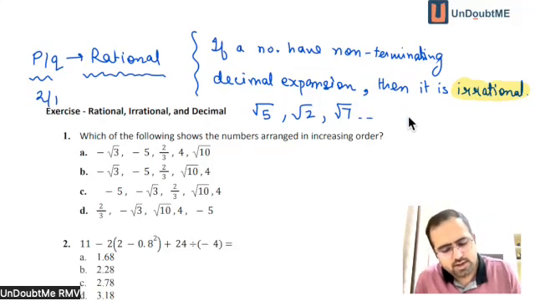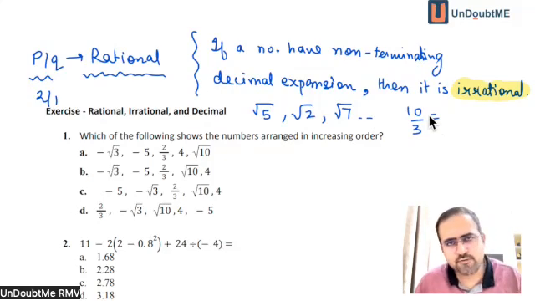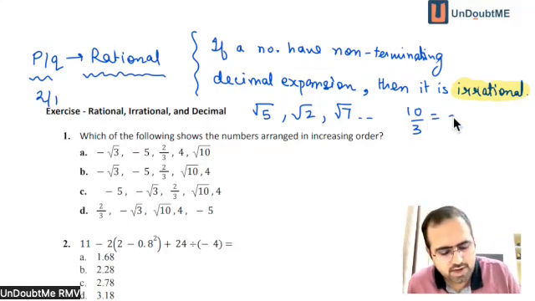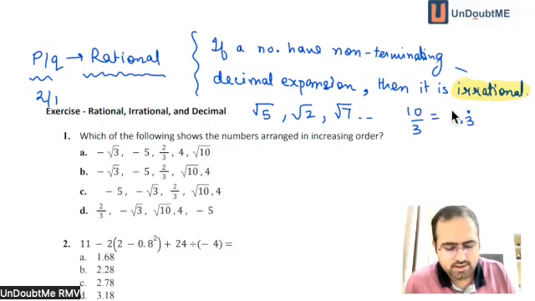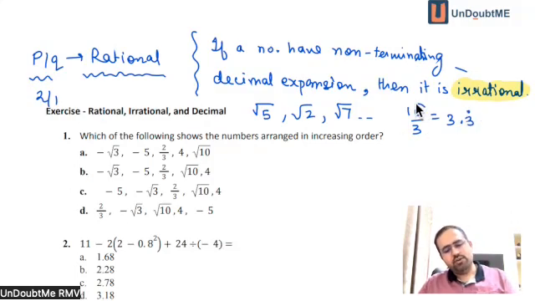There is one more example you might have seen up to grade 10. Let's say if I solve 10 by 3, what will you get? You get 3.3333, it will go on forever. So we write it like this, 3.3 with a dot. What is the meaning of this dot? It is repeating, but it is not terminating. So this is also an irrational number.